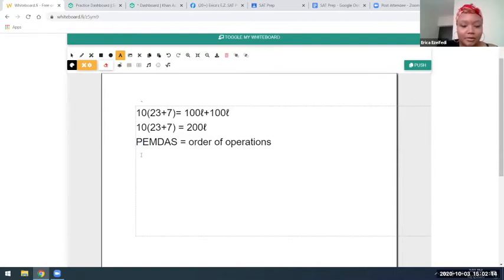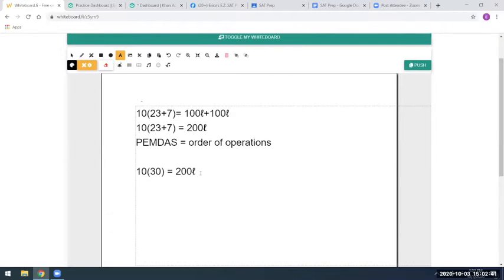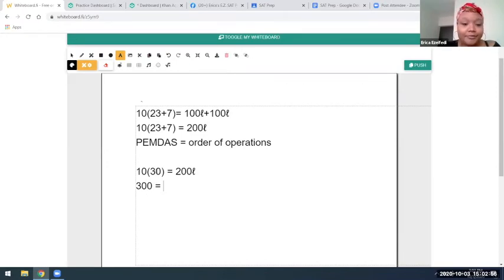What's inside the parentheses? We have 10 times the quantity 23 plus 7. 23 plus 7 is 30. So I'm going to put 30 and copy the rest as it is, equals 200L. So what do we think is the next thing that we do here? Multiplication. 10 times 30. Yeah, that's right. Multiplying by 10 is fairly easy. Just add the 0 to whatever you're multiplying. Since we're multiplying 30 by 10, add the 0, we get 300.